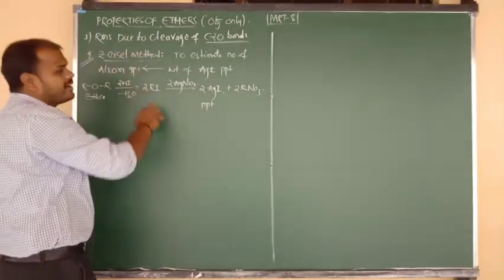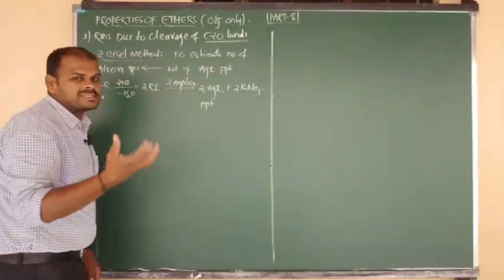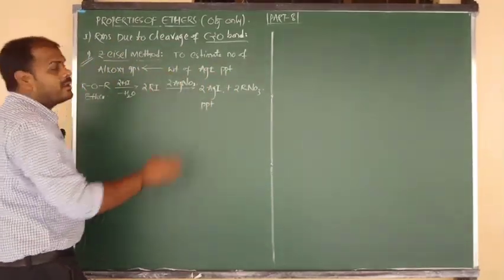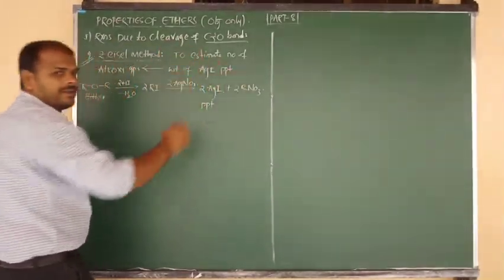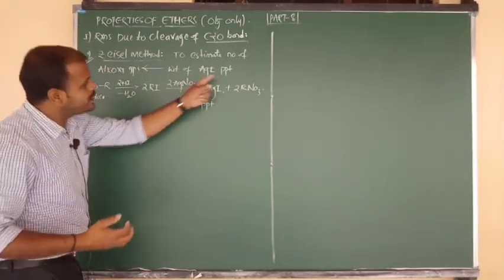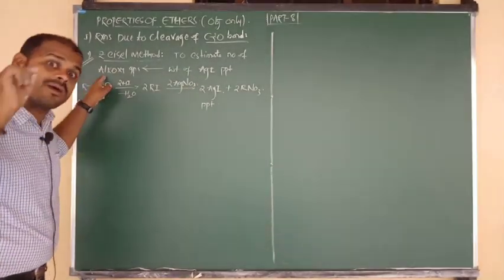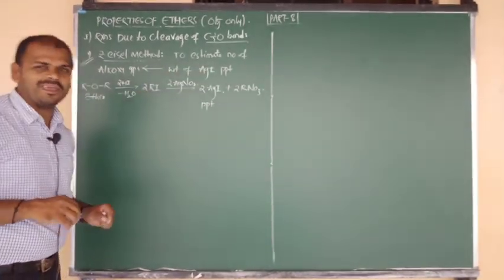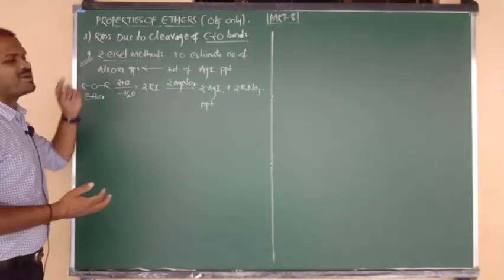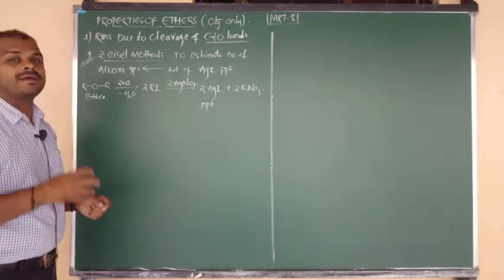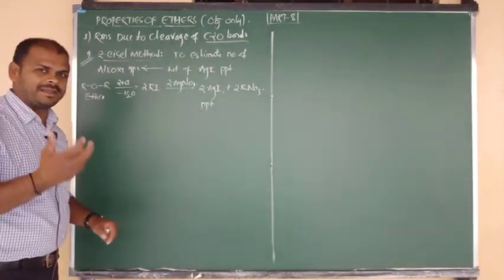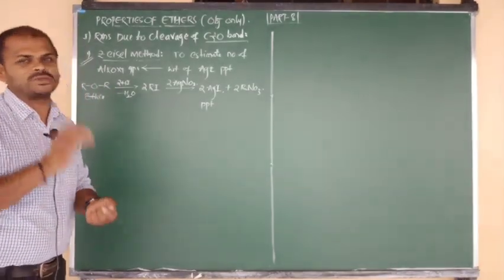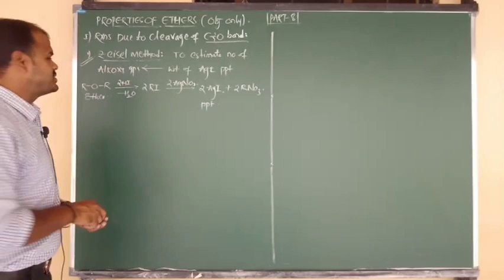In this method, finally silver iodide precipitate will be formed. For that precipitate, you have to calculate the weight. From the weight of the silver iodide precipitate, you estimate the number of alkoxy groups. Suppose the number of moles of AgI equals the number of moles of alkoxy groups. In that manner, from the weight of the silver iodide precipitate, we can estimate the number of alkoxy groups in the respective ether.